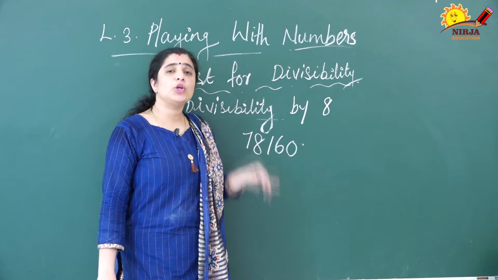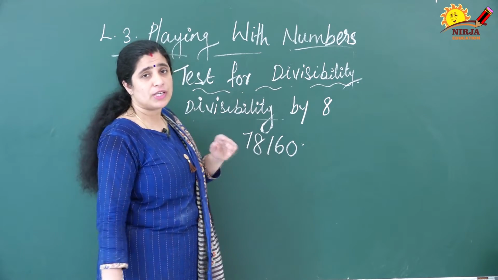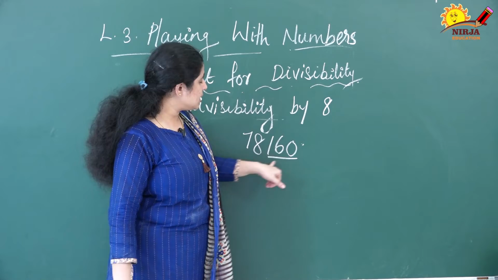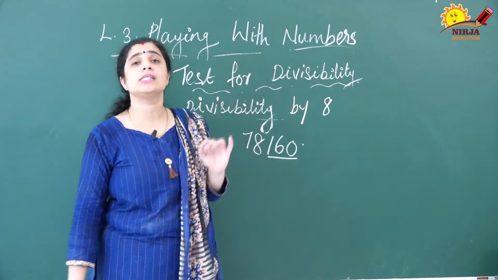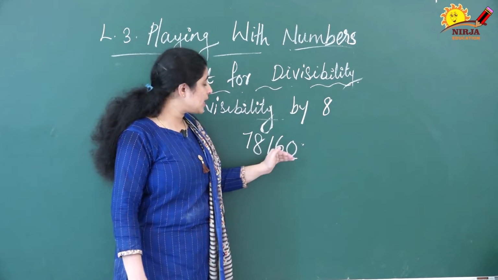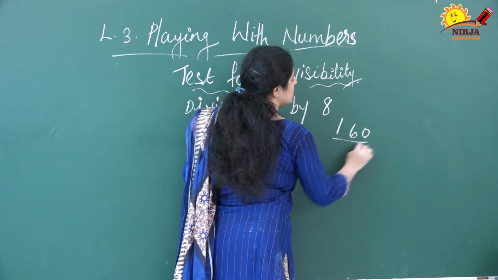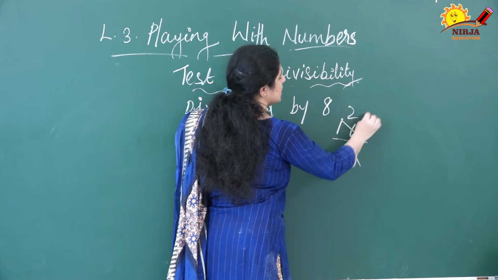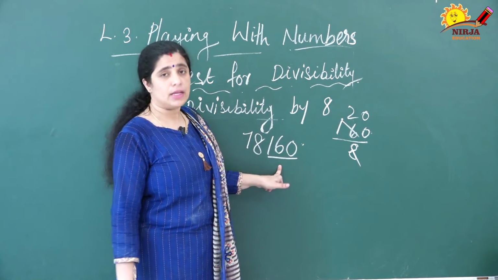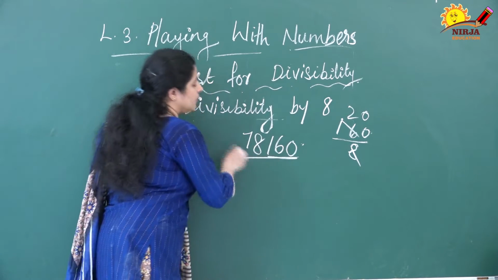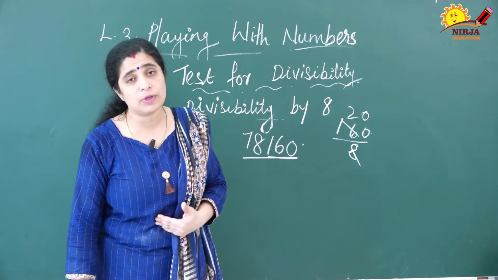Already I told you that you have to consider the number in ones place, tens place and hundreds place. Which numbers are there here? You can see that 160. You have to check whether 160 is divisible by 8 or not. You know that this number is divisible by 8 because 2 8s are 16, so 20 you are getting. So this number is divisible by 8, so that the whole number will be divisible by 8. Like this way you have to check whether a number is divisible by 8.